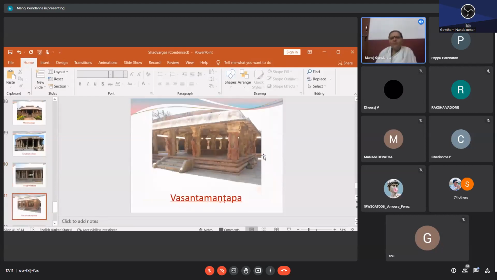Then this is the example of Vasanta Mantapa. Vasanta Mantapa is the spring Mantapa. We know that seasons vary, and the Indians have the concept of celebrating throughout all the seasons. All the 6 seasons we celebrate.